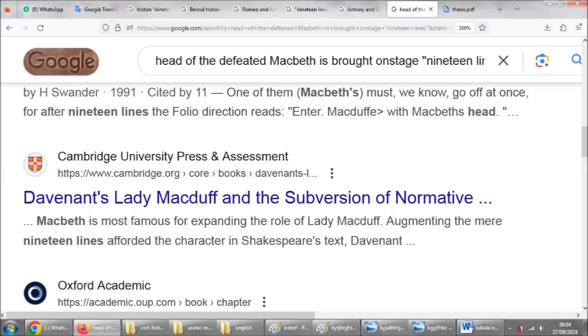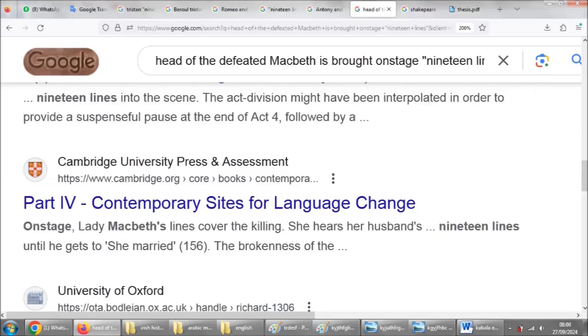Macbeth is most famous for expanding the role of Lady Macduff, augmenting the mere 19 lines afforded the character in Shakespeare's text. Yes, so what we're seeing is that Lady Macduff is the wife of someone else who was killed. So the thing is, at the end of Act 4, there's many things. Many people have done their assessments, and they've gone through it, and they've found so many of these codes and passages to do with 19.